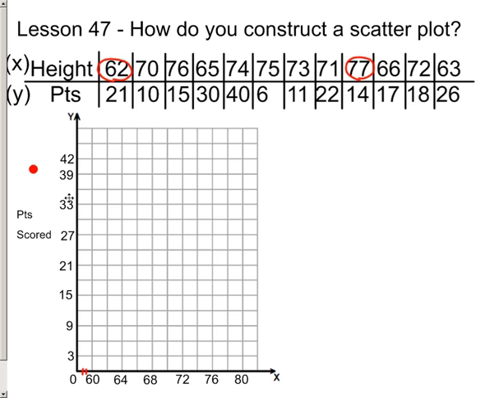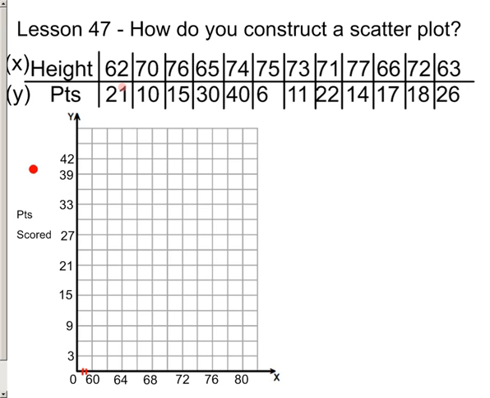Same thing happens if you need to do that with the y. Just put a break in your axis so that way you know that you're starting a new pattern. On the y's, you see I went up by 3's, and that's because I've got a 6 for my lowest number and 40 is my highest. So pretty much it's going to extend the full range there. So do that, and that'll get you all set up, and then you just go and graph your ordered pairs.